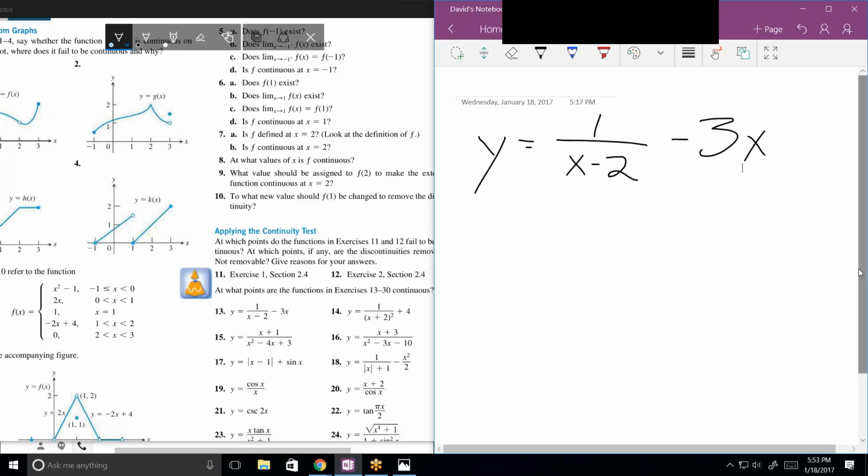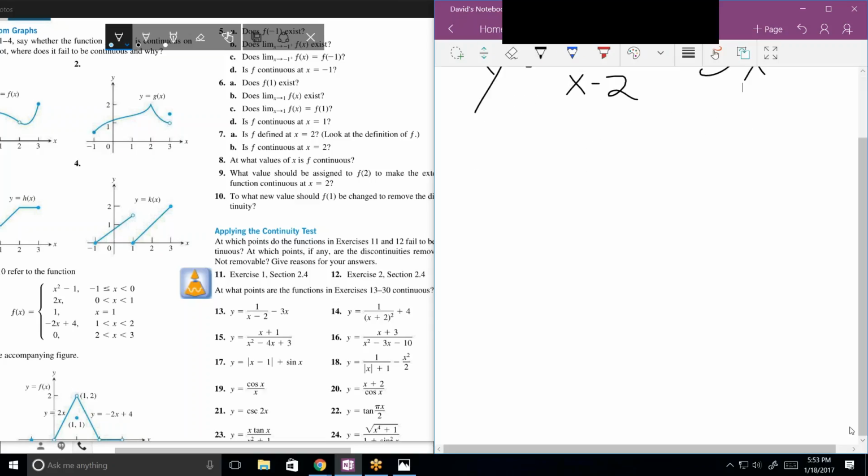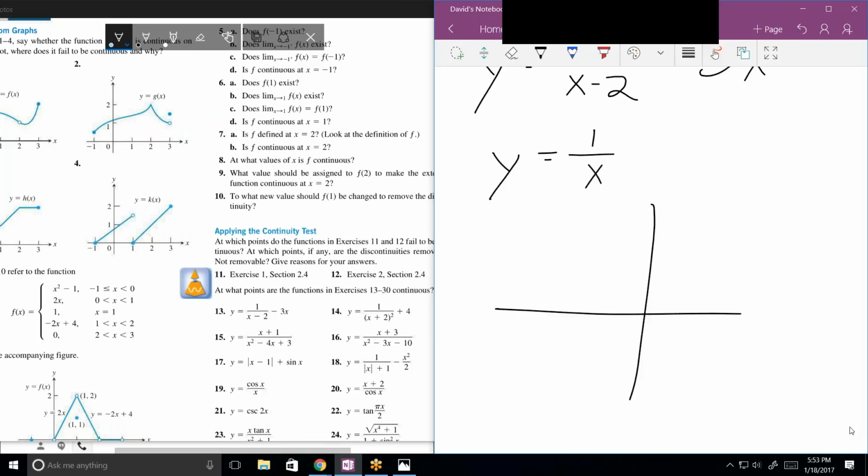Let me give you a little simpler function here to show you that. If my function is 1 over x, well, I have a vertical asymptote there, and I have a horizontal asymptote there.